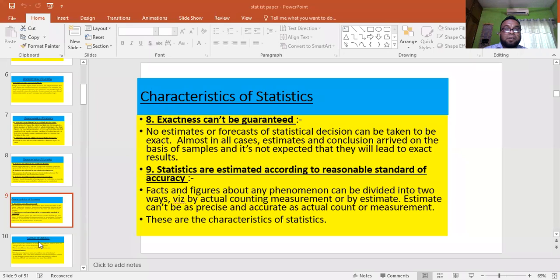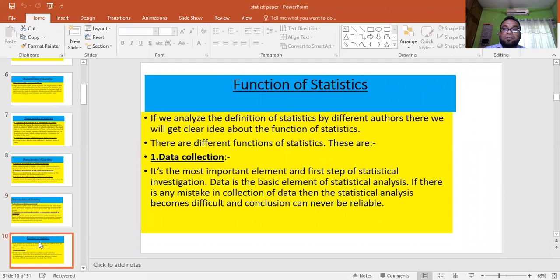Okay, let's share the screen. Today we will discuss the function of statistics. If you analyze the definition of statistics by different authors, there we will get a clear idea about the functions of statistics. There are different functions of statistics.